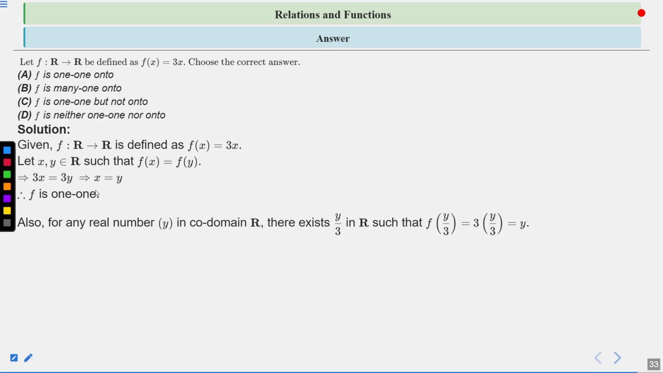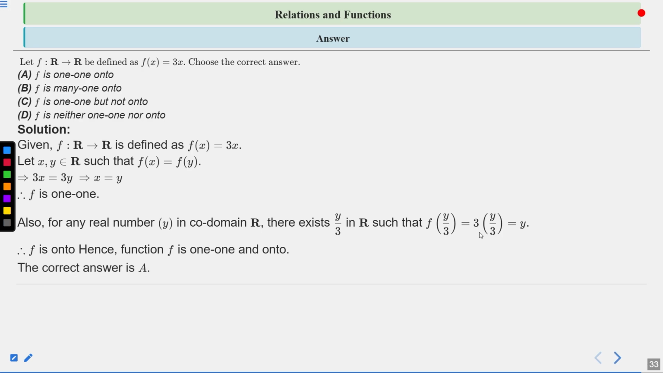Now pick any element y from the codomain set, which is R. We know there exists x of the form y by 3, which belongs to the domain set, such that f of x, which is f of y by 3, is y. Therefore, f is onto. Hence, our function is both one-one as well as onto. The correct answer is A.